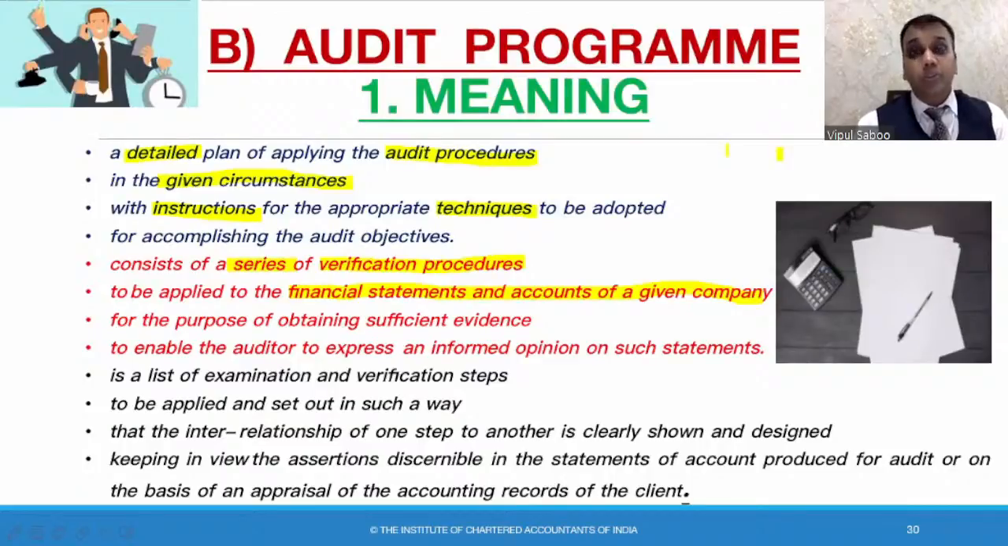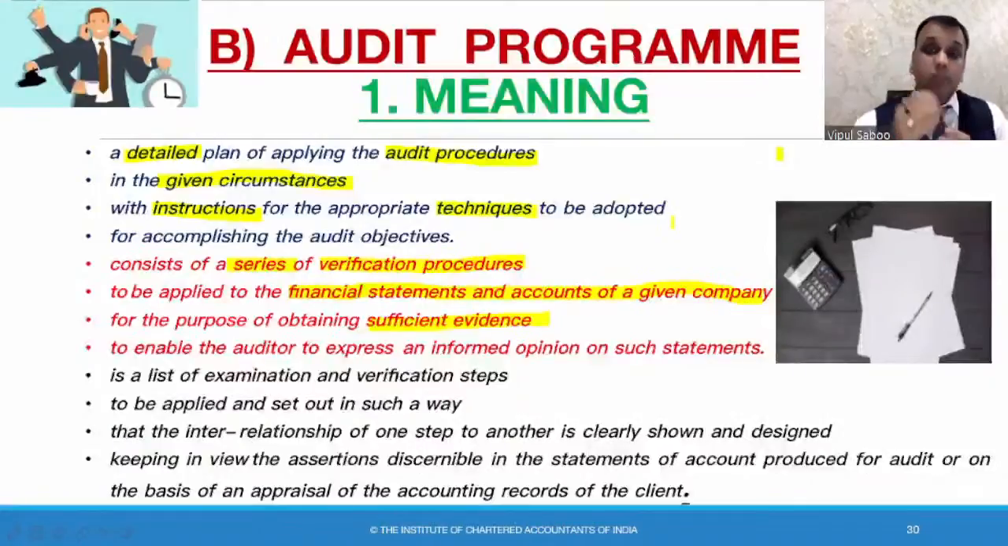Or if the hotel is using its own fleet of vehicles, how many vehicles are there? What kind of vehicles are there? How are they used? If there are any chauffeurs or drivers, what are they paid? So this kind of thing, the expenses of maintaining those cars, would be reflected in the financial statements. For the purpose of obtaining sufficient evidence. Sufficient means quantity, a good number of evidences.